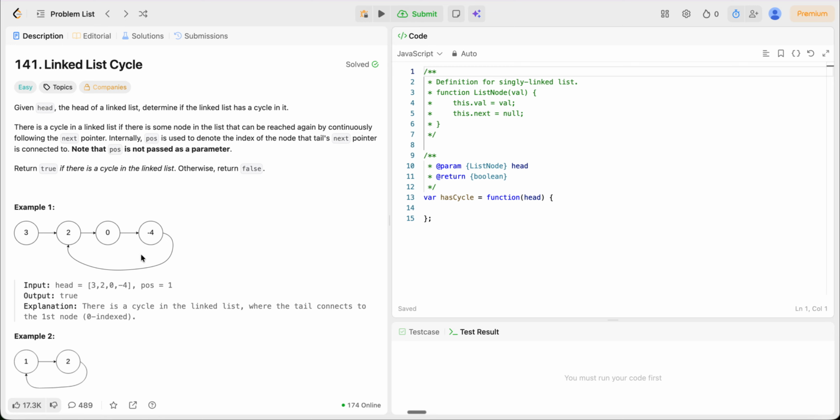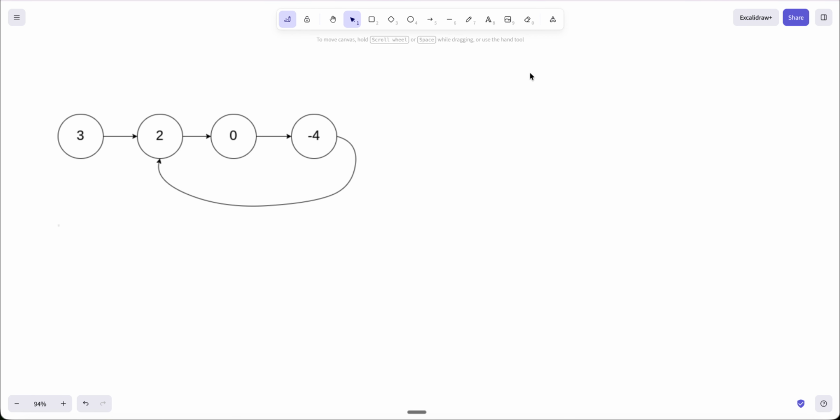And how are we determining if it is a cycle or not? Let's say we are iterating 3, 2, 0, 4, minus 4, and then again we are seeing the same node 2. Then it has a cycle. So let's understand a simple solution for this.